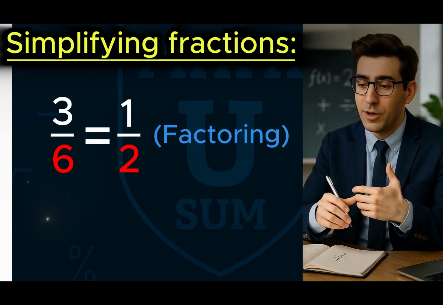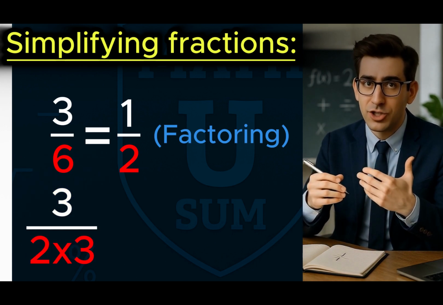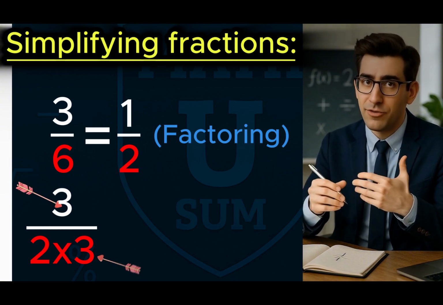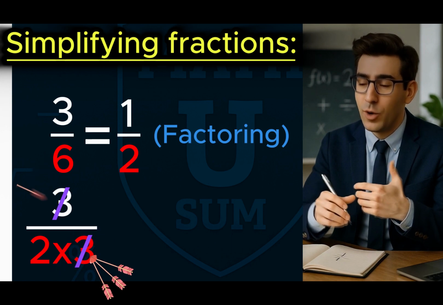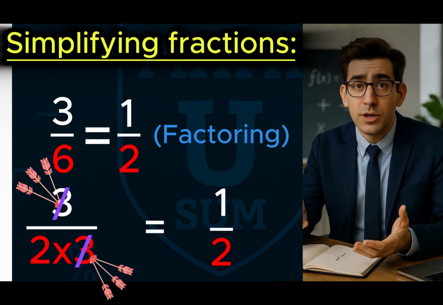3 is a prime number. 6 becomes 2 times 3. Now we see our fraction this way: 3 over 2 times 3. We cancel 3 from the top and the bottom, and we get 1 over 2. Same value, same amount, but smaller numbers.